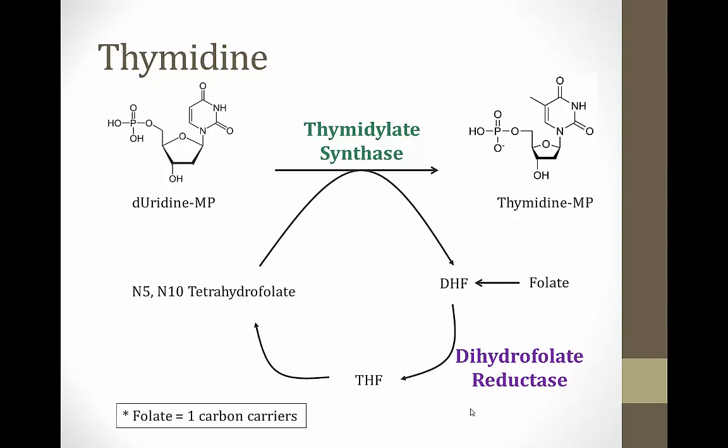Back to our overview slide again. So cancer patients who have received methotrexate will have inhibition of this enzyme, and if they develop severe bone marrow depression, they can then be given leucovorin or folinic acid, which is directly converted to tetrahydrofolate, bypassing dihydrofolate reductase. This will resupply the body with N5-N10 tetrahydrofolate, and therefore the bone marrow cells can begin synthesizing thymidine again.